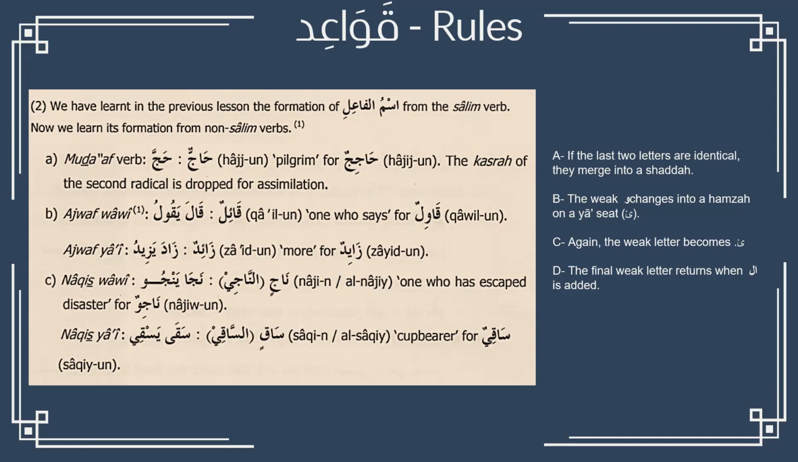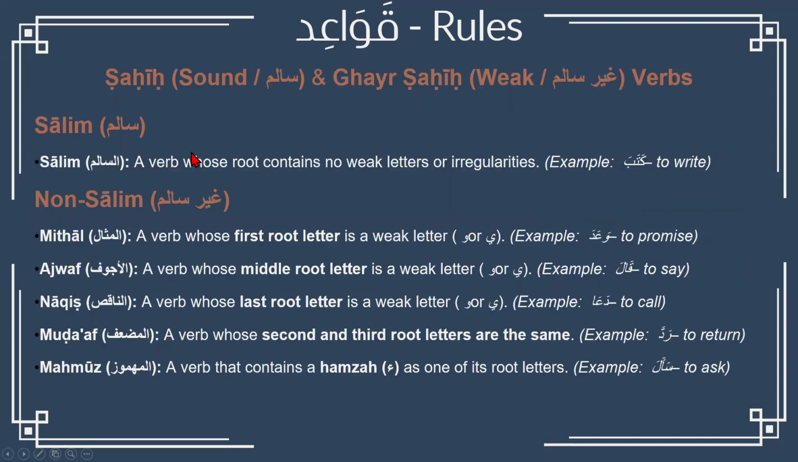The first type is that the first root letter is weak. What is the second one? Second root letter is weak. Very good. So this is the example, if you go back, which is called ajwaf, right? Ajwaf is the middle root letter is weak, or you can say the second root letter is weak.